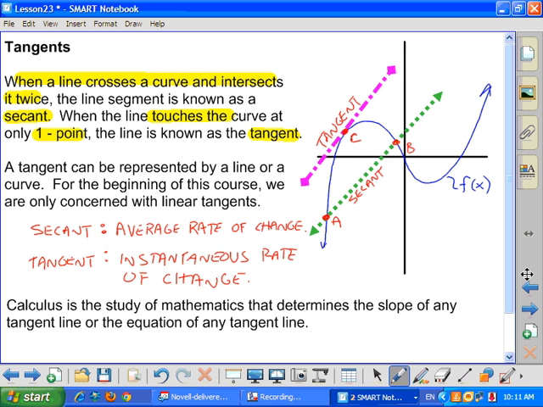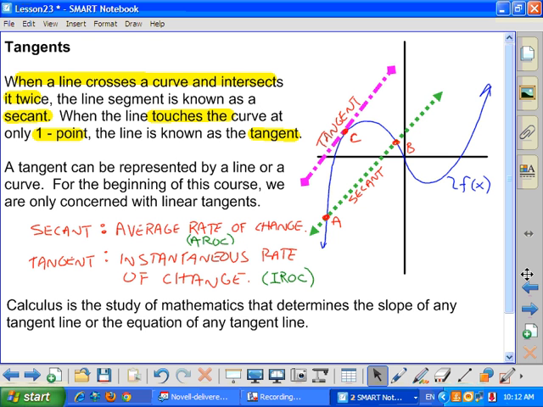Now, from this point on, I call average rate of change AROC, and I call instantaneous rate of change IROC. So AROC and IROC, it just saves me a lot of writing. So AROC, average rate of change, IROC, instantaneous rate of change, or Warren's favorite car.